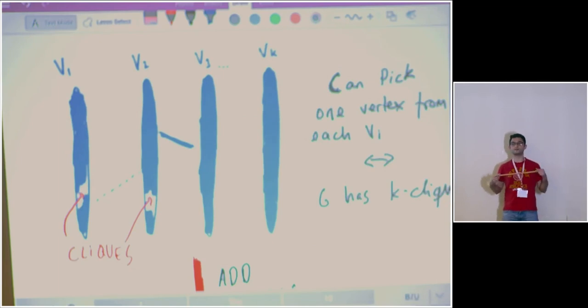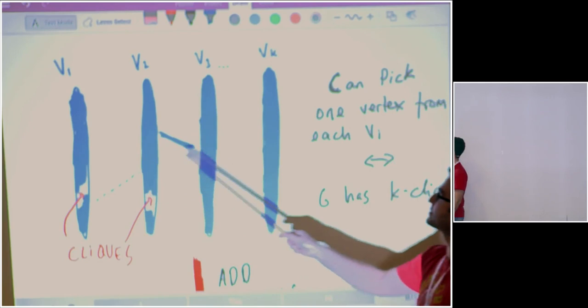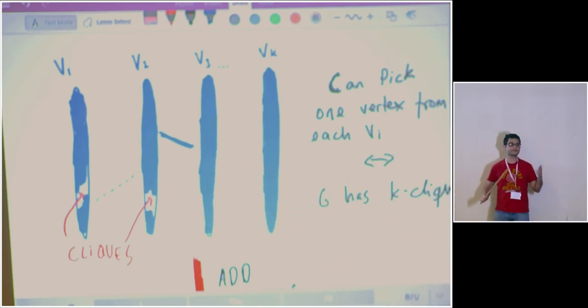Now notice that because we're looking for an independent dominating set, we can now only pick at most one vertex from each of these color classes. If for some reason we wanted to, we cannot pick more than one. And furthermore, we can pick exactly one vertex from each of those color classes if and only if that vertex set is an independent set in the complement of the original graph. So in particular, if it's a clique in the original graph.